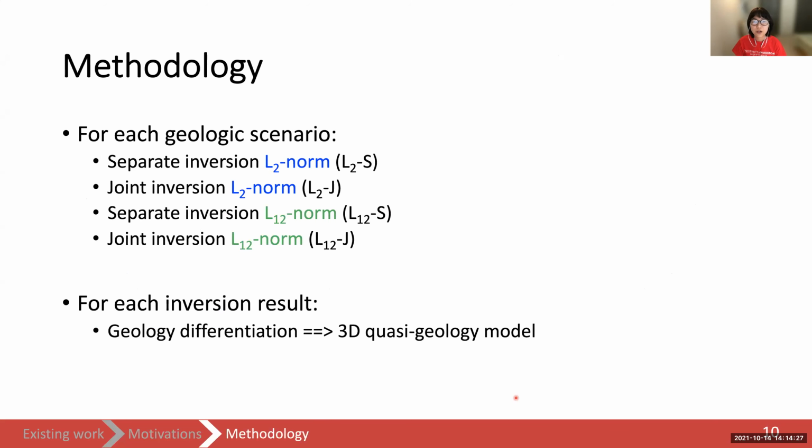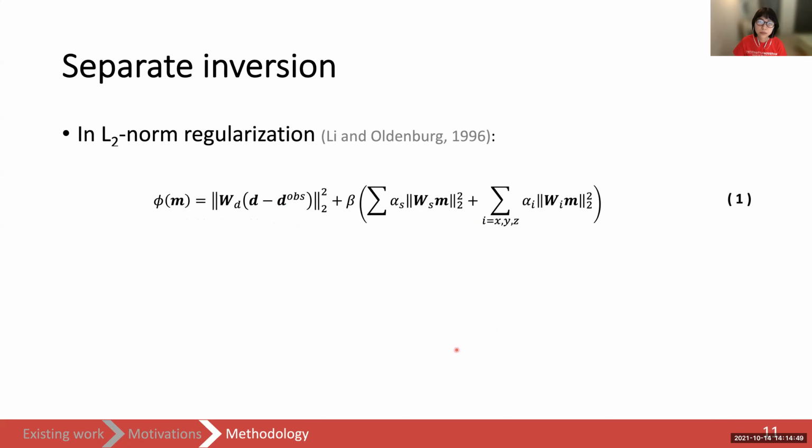To do that, for each geologic scenario, we have performed 4 different geophysical inversions, which are the separate and joint smooth inversions in L2 norm and the separate and joint sparse inversions in mixed L1-2 norm. And for each inversion result, we have also performed the geology differentiation and visualized them in 3D spatial domains.